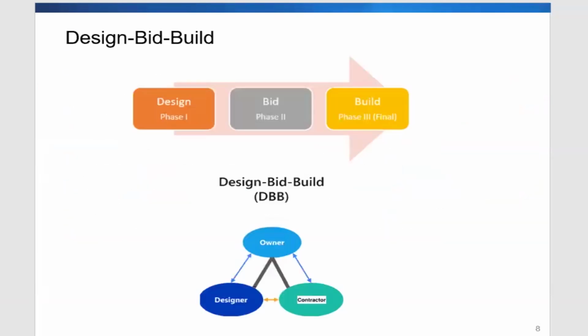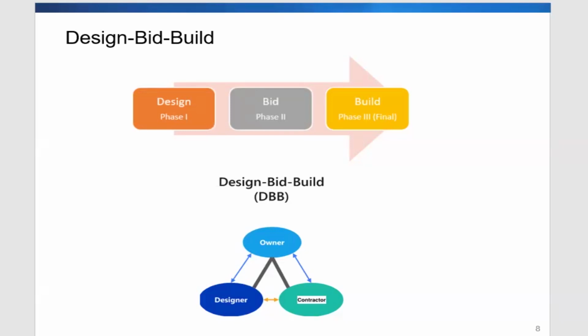So moving to the design bid build approach, as the name suggests, first of all, there are three phases for this type of project delivery. That is the design phase, whereby the design documents are prepared and finalized before it's taken to bid. That is the second phase of the project, to invite several contractors to bid on the project. And then the final phase will be actual construction of the project when a contractor is selected to deliver the project.